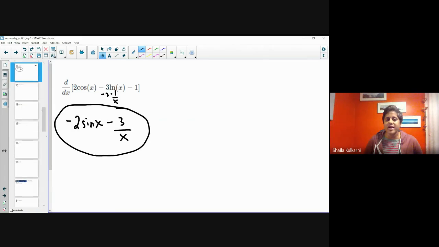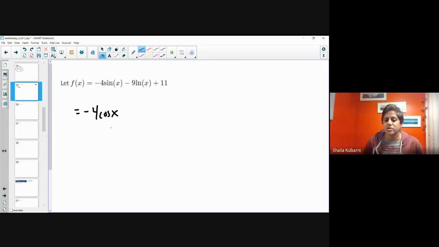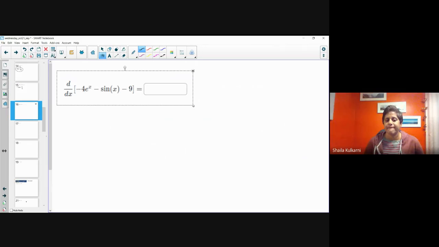We go to our next problem. Negative 4 sine x. What's the derivative of sine? It's positive cosine. Negative 9 ln x. What is the derivative of natural log of x? It's 1 over x. We're going to put the x in the denominator. What's the derivative of 11? It's 0.